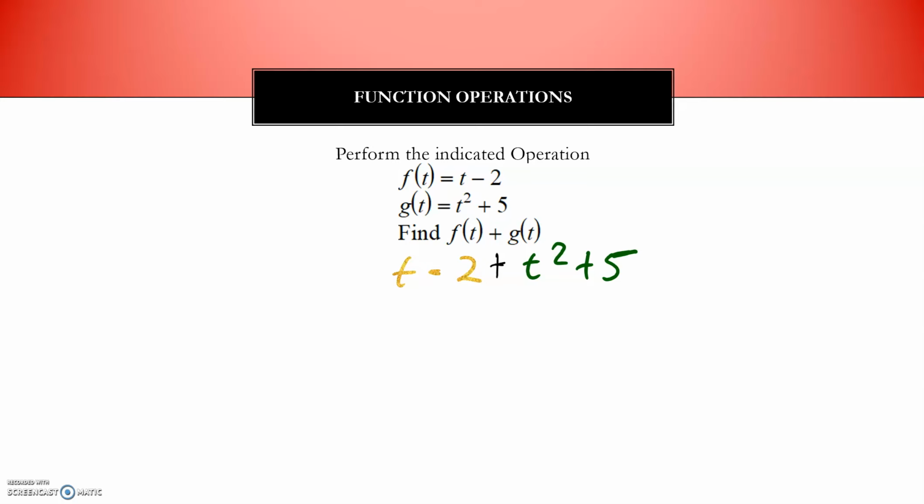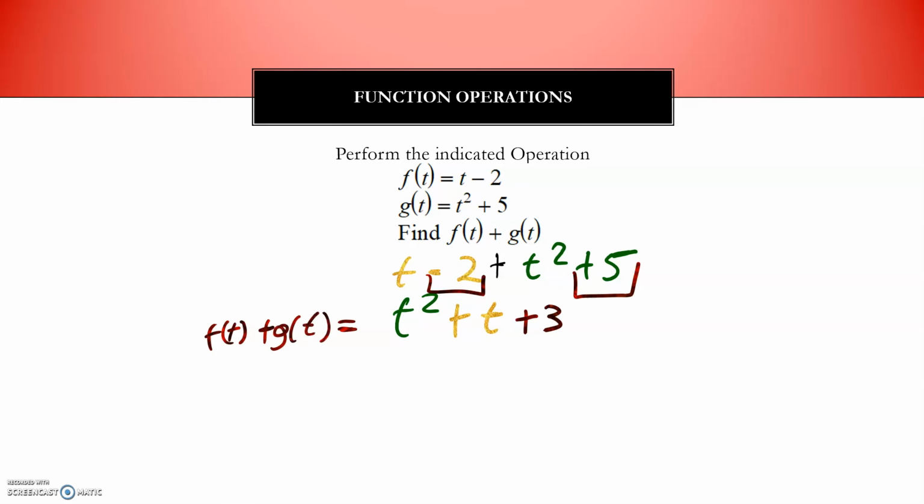Okay, now I do have like terms, so t squared would be first. Actually, let me keep the colors I chose. And then t would be next, positive t. But I have like terms with negative 2 and positive 5. I have to put those together to be positive 3. And that is f of t, as I'm so used to writing x, plus g of t. All right? Just combine like terms.